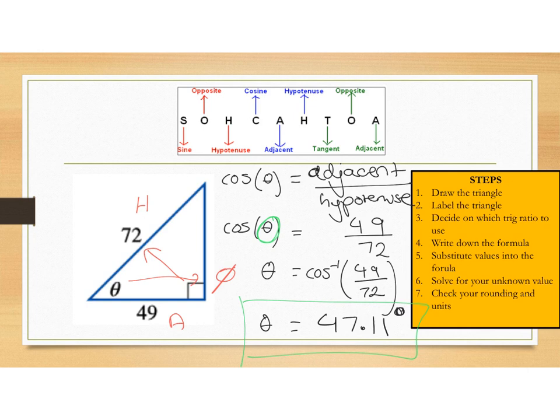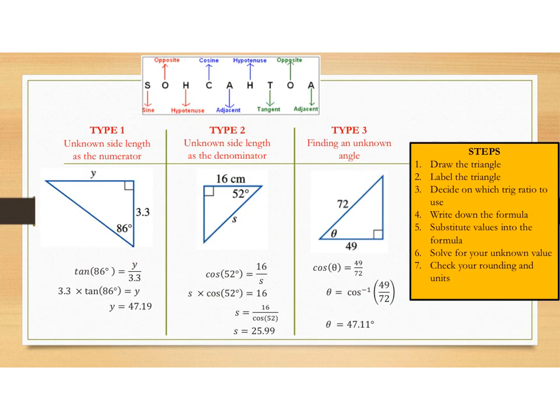So we've been through the 3 cases. Here's the working out for all of those cases, and I've popped them on kind of a summary screen that would be really good to write down in your book. So we've got type 1 is when we've got an unknown side length as our numerator. So that means when I substitute my values in, the unknown is at the top bit of the fraction. And in that case, you're always going to follow the algebraic step of multiplying whatever your numerator is to both sides to get that value by itself.